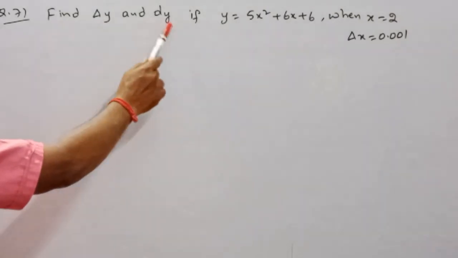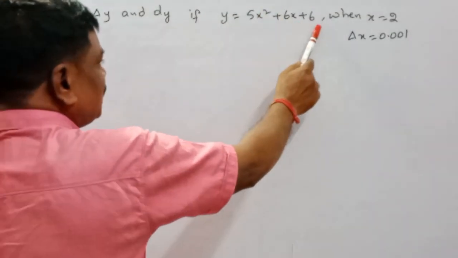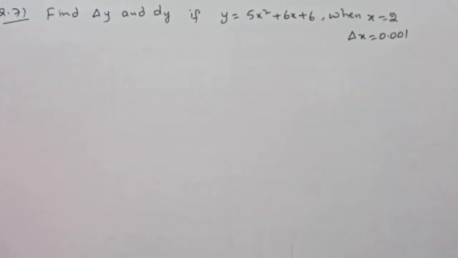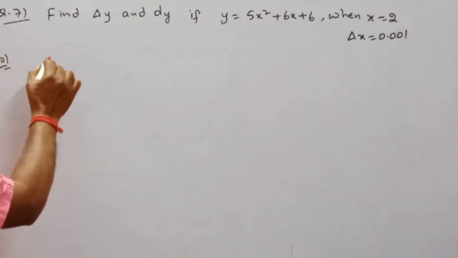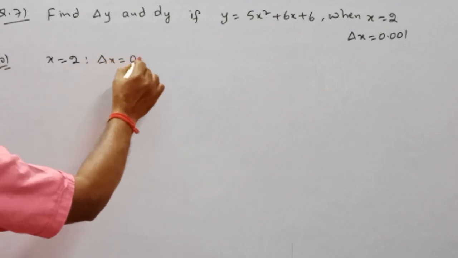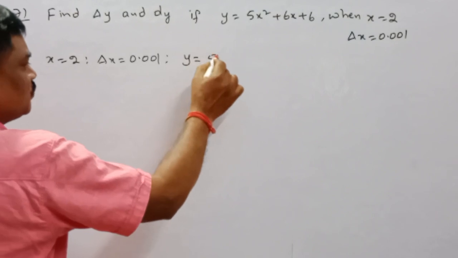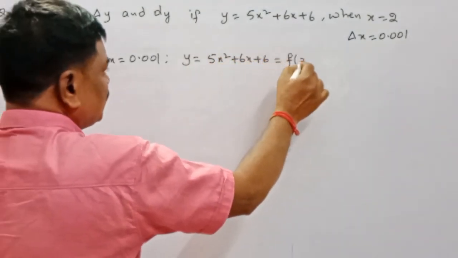Here we have one of the problems from applications of derivative. Find delta y and dy, if y is equal to 5x square plus 6x plus 6, when x is equal to 2 and delta x is equal to 0.001. Okay, all of you. Here we have given x is equal to 2 and delta x is equal to 0.001, and y is equal to 5x square plus 6x plus 6, which is f of x.